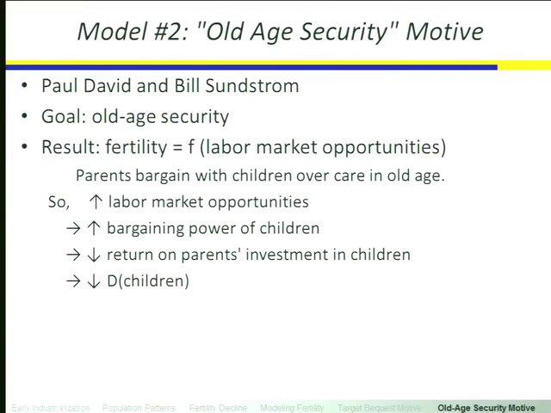The David and Sundstrom argument is higher labor market opportunities mean that fewer children are willing to partake in this bargain where they take care of mom in exchange for some share of the estate, which means that the parents, recognizing that the kids are going to grow up and go off to Kansas City, aren't going to have as many kids because the return on investment, the security in old age, is lower.